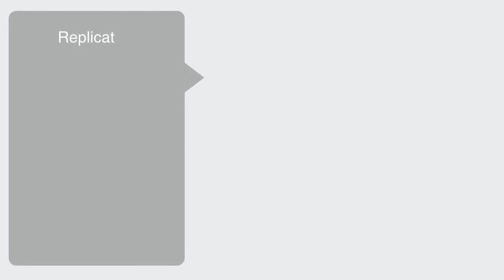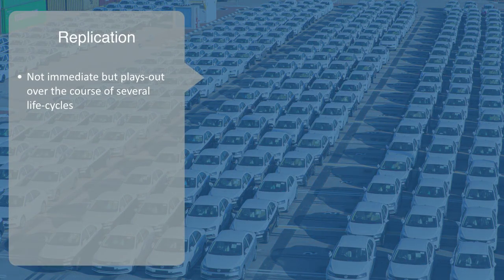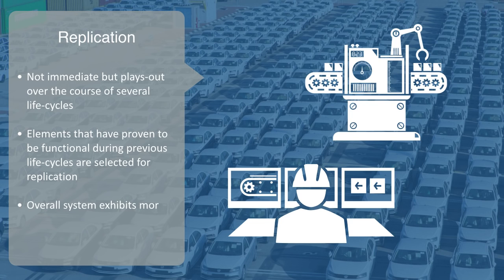Lastly, replication. Unlike adaptation, which is an immediate process operating on the level of an individual, evolution, as mentioned, works instead on the level of a population of agents. It doesn't operate immediately, but plays out over the course of several life cycles of the population. Elements that have proven to be functional within that environment during their life cycle are selected for replication, thus increasing the percentage of their representation within the future population in order for the overall system to exhibit more of their desired characteristics.